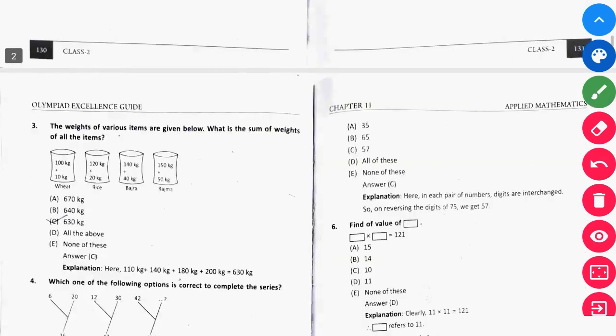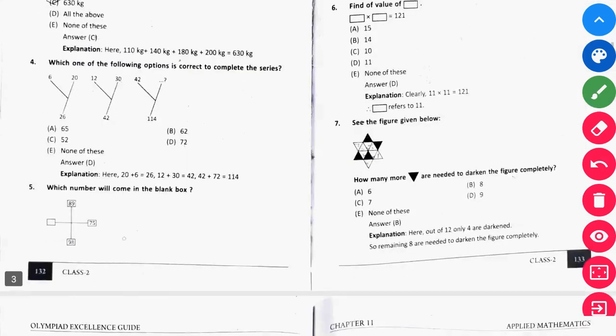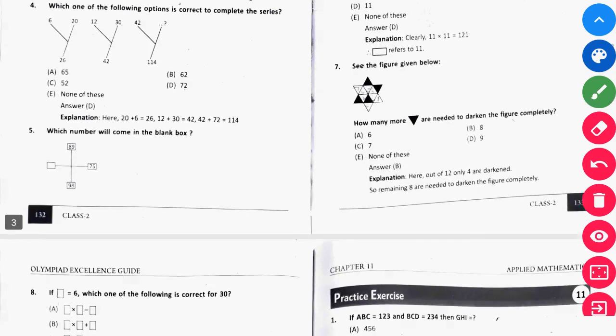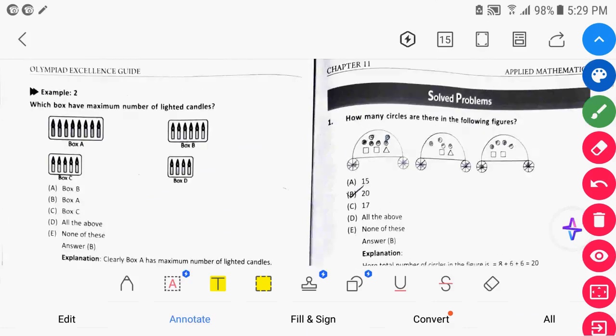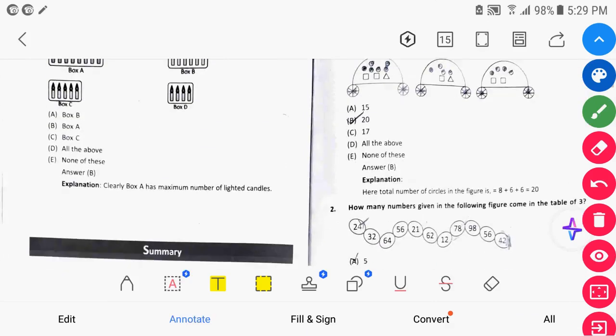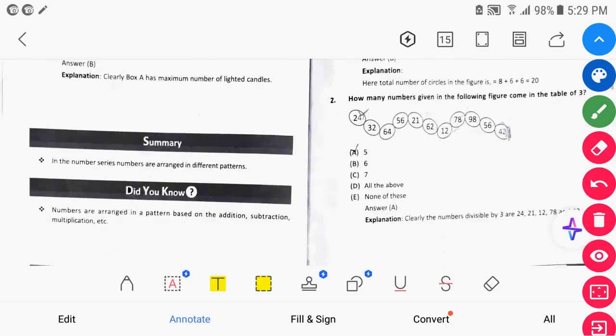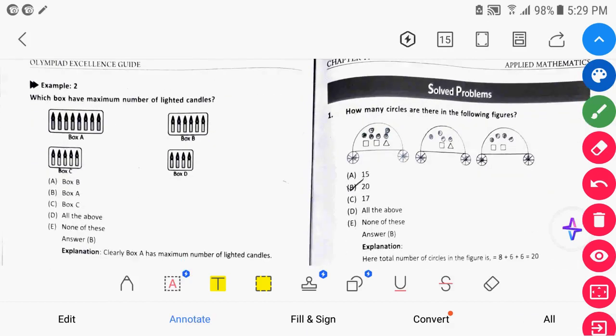Now we are moving ahead directly towards the practice exercise, or we can go through the solved examples because it is an important topic. So the first solved example we are going to see.